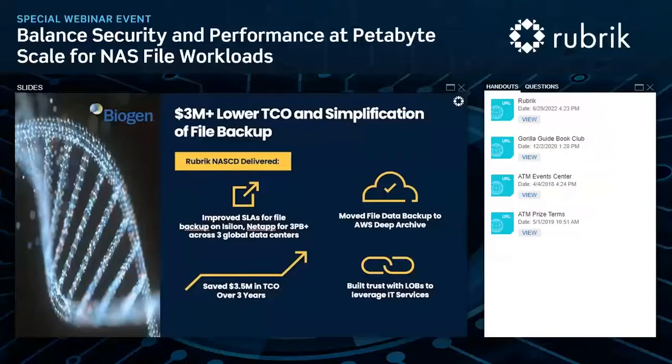And the file data was moved to AWS Deep Archive, and Biogen saw about 3.5 million in savings over 3 years. I can share more such little short case studies, but I actually would like you to hear from 2 of our customers who recently spoke at Rubrik Forward, our global industry event. It was held last month in May.